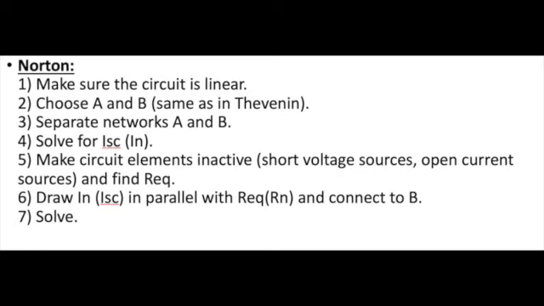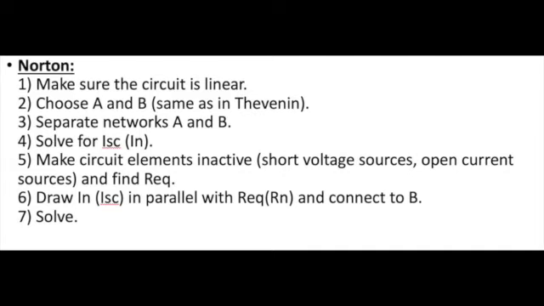Solving a Norton circuit equivalent is very similar to solving a Thevenin equivalent. So the first step is to make sure that your circuit is linear, and then you will divide the circuit into networks A and B. Network A is what you're going to be simplifying using the Norton method, and B is going to be your load. So once you have these networks separated, you're going to short circuit network A and solve for the current through that short circuit, otherwise known as the Norton current.